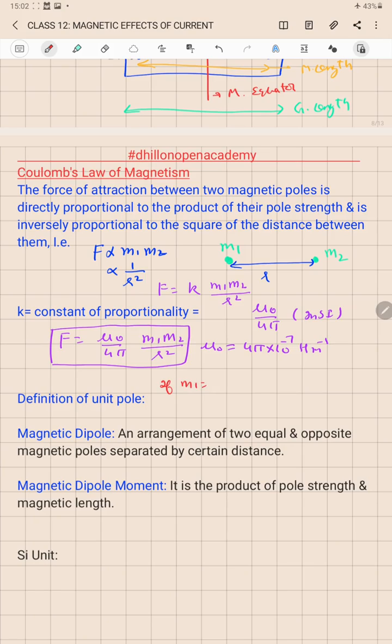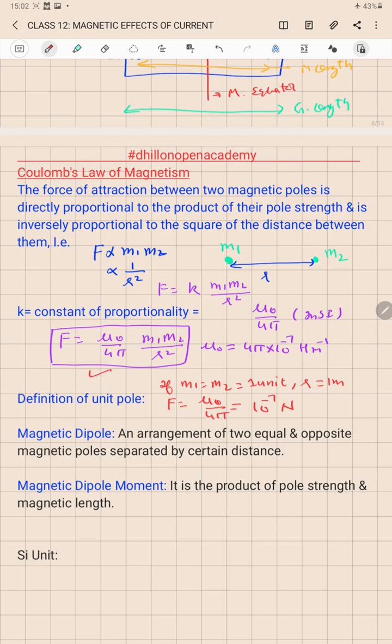If M1 and M2 are both equal to 1 unit and R is equal to 1 meter, that is, both poles are of unit strength and separated by a distance of 1 meter, in that case if we substitute these values in this equation, F becomes equal to mu naught over 4 pi, which is nothing but 10 raised to power minus 7 Newton.